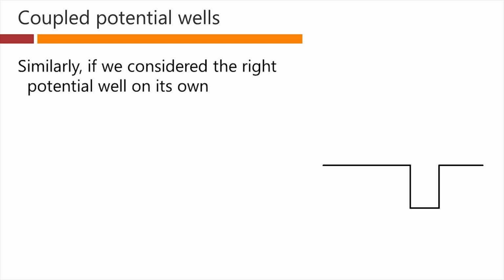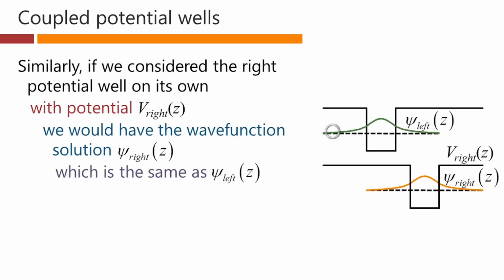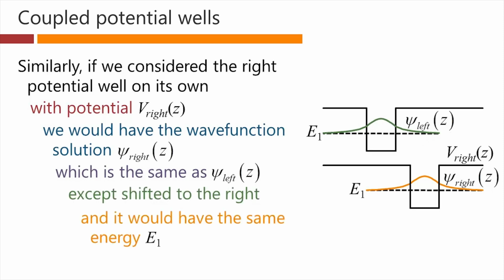Similarly, we could consider just the right potential on its own. So just this potential well here with no potential well on the left. And we would call the potential here V right of z. And we would similarly be able to solve for this wave function, psi right of z, which is just the same as the one we solved for psi left of z, but shifted over to the right. And of course it would have the same eigenenergy E1.